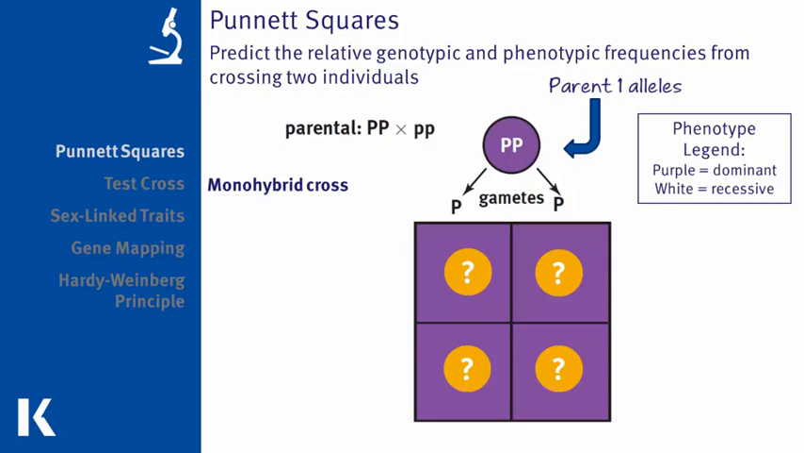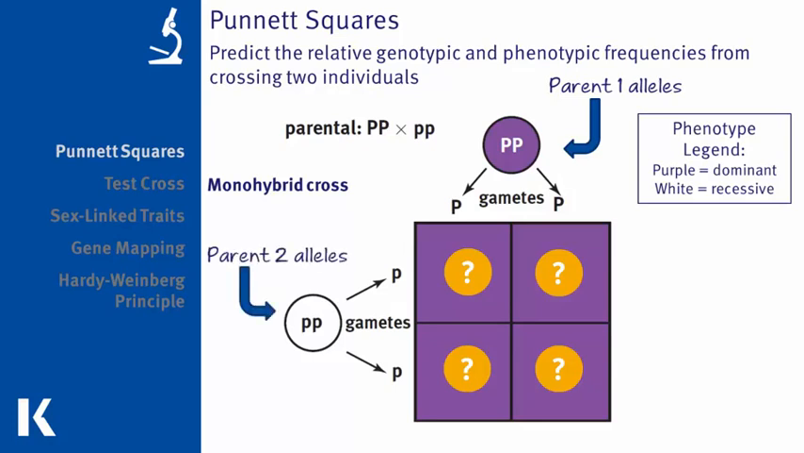Let's now cross this homozygous dominant parent with a homozygous recessive parent. We then put the two recessive alleles at the start of each row in the Punnett square, and this represents the alleles that can then be passed down from the second parent. Now our table is set up, and we can begin crossing the alleles of the parents to determine genotypic and phenotypic ratios in their offspring.